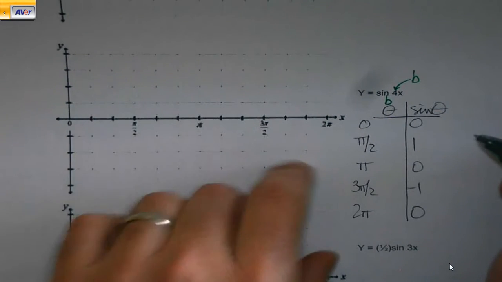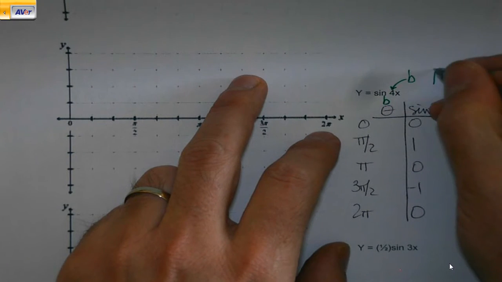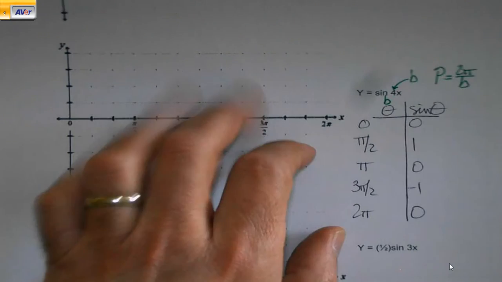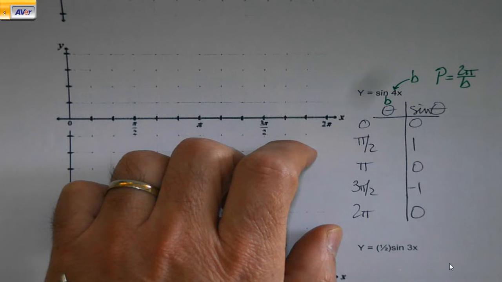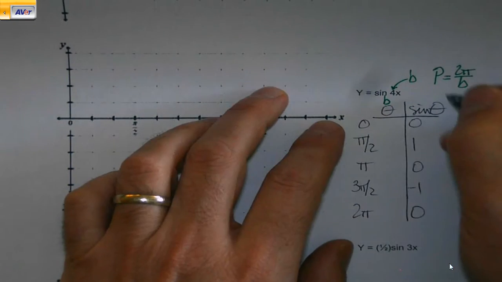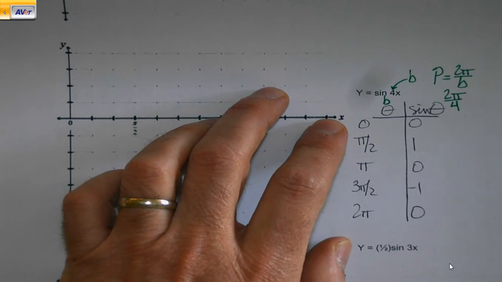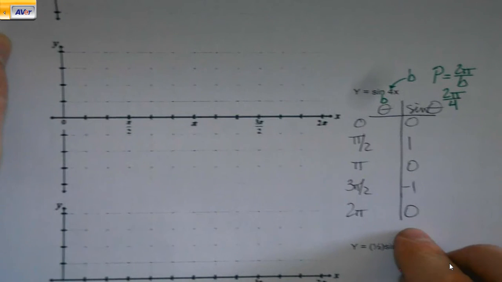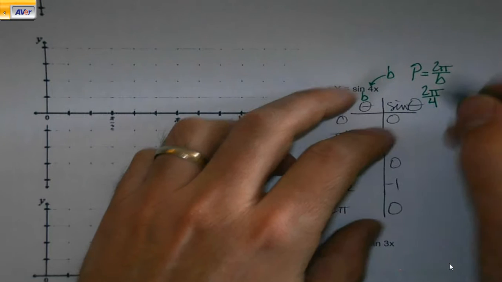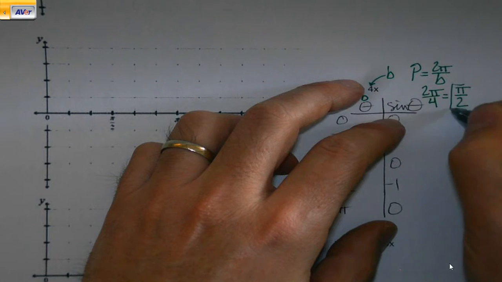To find our period, how long it takes for one of my cycles to complete, we have this little mini formula called 2 pi over B. Since my B value here is 4, in this case it would be 2 pi over 4. And if you can reduce the fractions, as always, you should. Again, it's just the coefficients I'm looking at. 2 over 4 reduces to 1/2, or pi over 2.